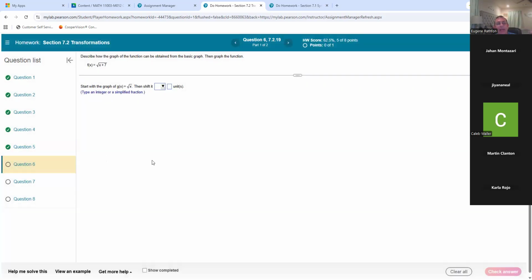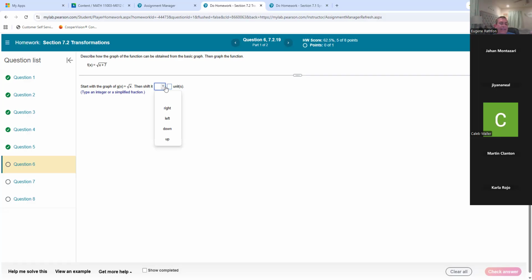All right, y'all, so let me tell you something about these square roots. If the number is under the square root, you would treat it like it's in parentheses. So under the square root with the x, you would treat that like parentheses. So they're telling you you're starting with the square root of x graph.